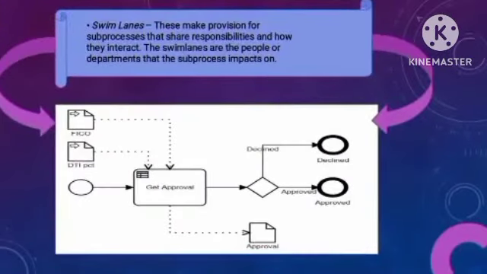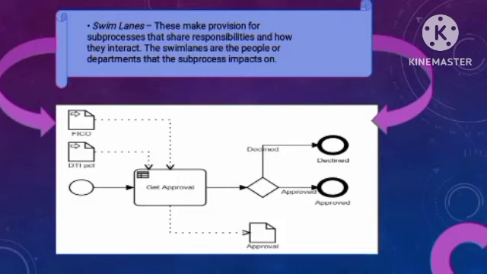The next one, we have the swim lanes. These make provision for sub-processes that share responsibilities and how they interact. The swim lanes are the people or departments that the sub-process impacts. So please refer again to the image that I have provided for you to have a clear understanding of what swim lanes look like.